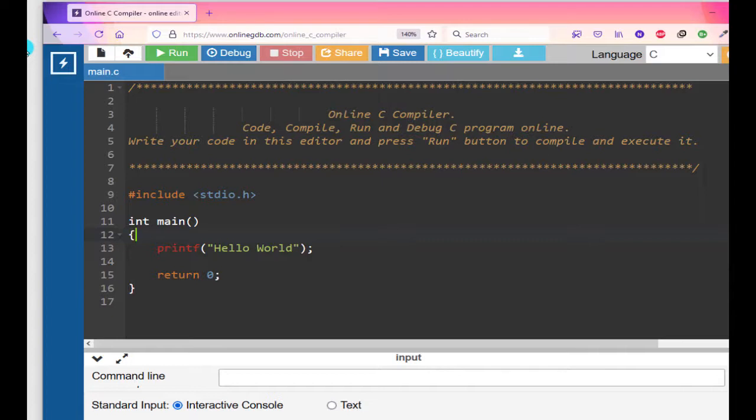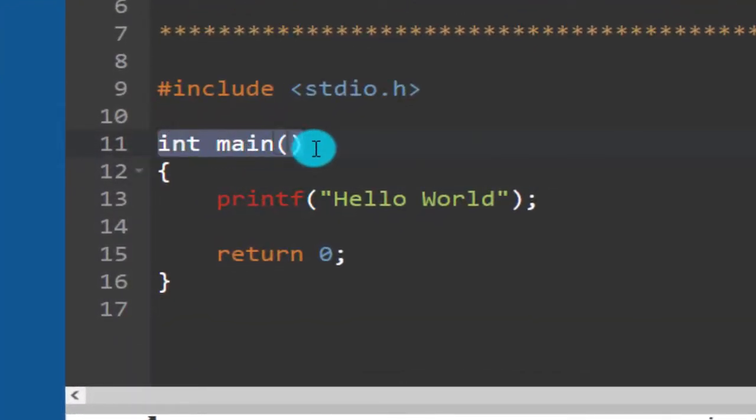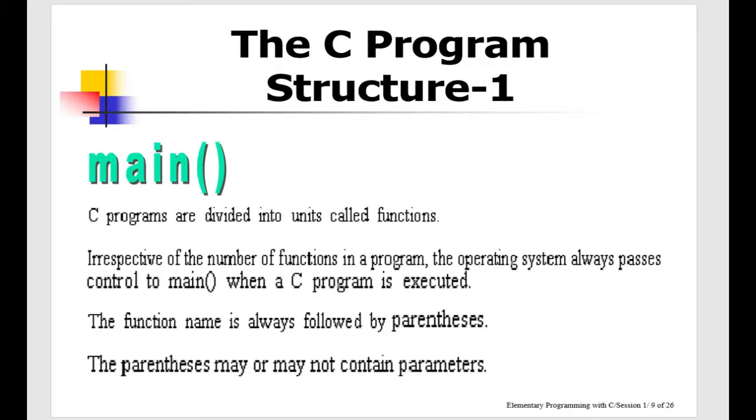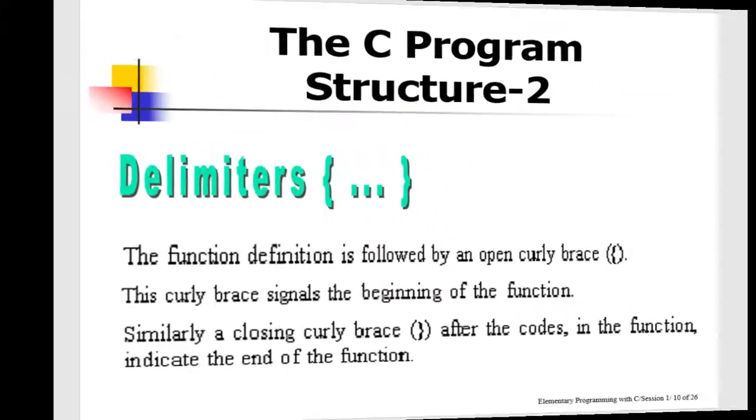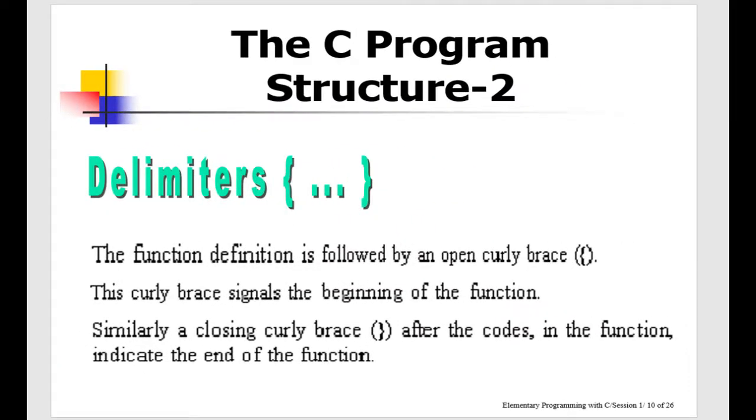Let's look at this very quickly. We were saying that the main function, that is line 11, is where our program begins. Your program can have many other functions, but this is where the operating system passes control once your program starts executing. We have the delimiters, that is the opening and closing curly braces. The function definition is followed by an open curly brace, or the left brace. This curly brace usually signals the beginning of the function. Similarly, we have a closing curly brace, or the right brace, after the code in the function, indicating the end of the function.